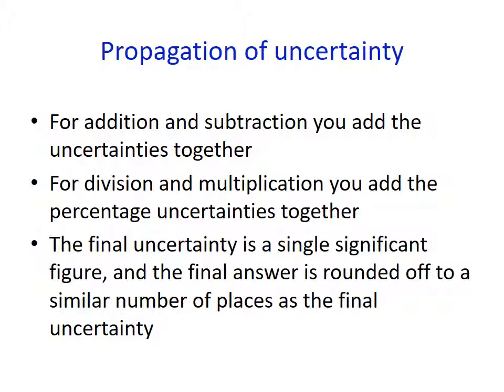Okay, so propagation of uncertainty. Propagation means basically the more times you do something, the more chance you're going to have of error, especially systematic error. It's going to build up, and there's going to be more uncertainty. For addition and subtraction, you add uncertainties together. For division and multiplication, you add the percentage uncertainties together. The final uncertainty is a single significant figure, and the final answer is rounded off to a similar number of places as the final uncertainty. So the more values you have, the more uncertain you are when it comes to adding them together. You only use whole values for addition and subtraction, and percentages for division and multiplication.